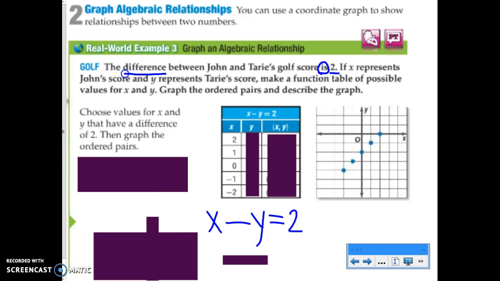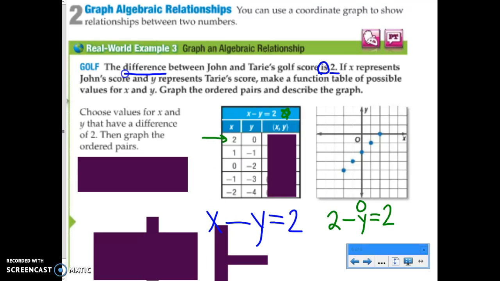So if I use any of these values for x, all I do is I plug them into the function rule that I made right here. So if I just took a look at this first one up top here, if I plugged 2 in for x and I subtracted something for y, I know I'm going to get 2. Well, what minus a number gives us 2? And everyone in here hopefully knows that that's 0. So I would go ahead and plug in 0.